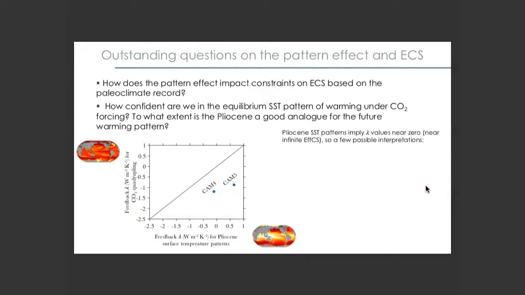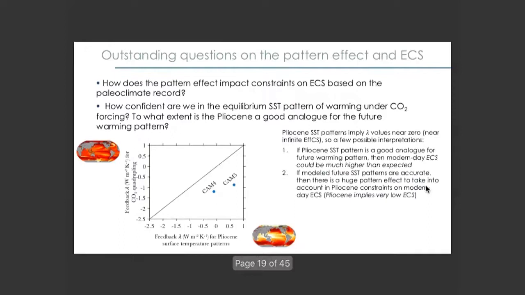So there's a few different possible interpretations. Number one is possibly the Pliocene pattern is our future. That implies that the future is going to have incredibly high ECS if that pattern emerges. Incredibly polar amplified, a lot of warming in the East Pacific and no warming in the West Pacific. If that's our future, ECS will be incredibly high.